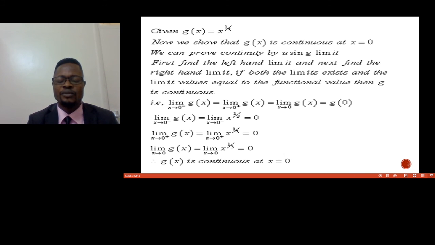And that is all. So for you to evaluate a certain limit, you need to make sure that the limits from both sides are equal, and if they are equal, then your limit exists.